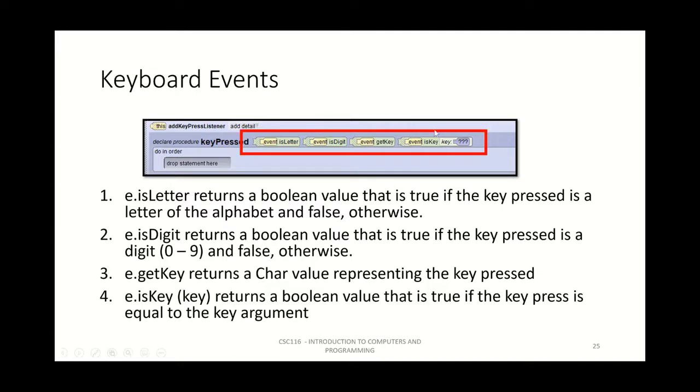Okay, so for example, if you want to move the ball, you need to press key L, which is letter L. So you choose here key L. So every time the user presses key L, the ball will move. But if you press another key, the ball will not move. That means by the last option, event is key, we decide the type of key, either letter or digit.